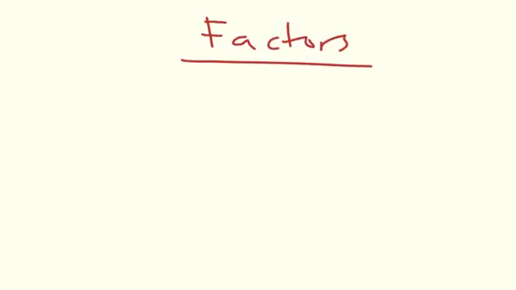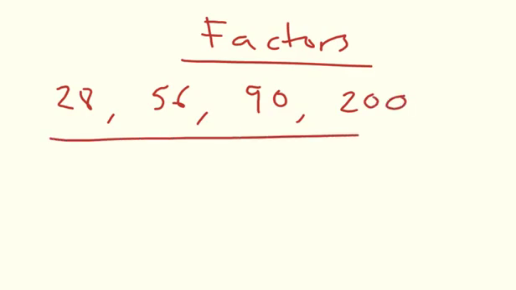So the particular questions which I gave as homework are as follows. Find the factors of 28, 56, 90, 200, and then the other one was how many factors does 16 have. So these are the questions we're going to tackle today. Hope you enjoy it and hope you understand how factors are done, the quick method. Anyway, so let's move on.